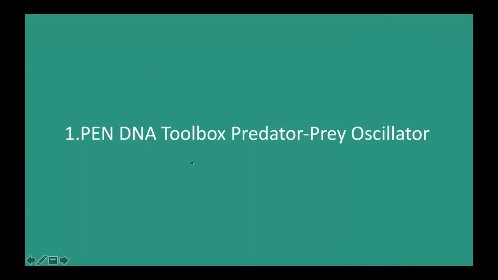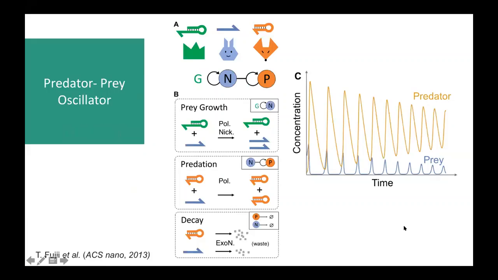This predator-prey oscillator is made out of 3 DNA strands. The first strand here is the grass, here you have the rabbit, and here you have the fox. If you look at the network, what happens is that the grass enables the rabbit to reproduce, and then the fox uses the rabbit to reproduce. So it eats the rabbit.